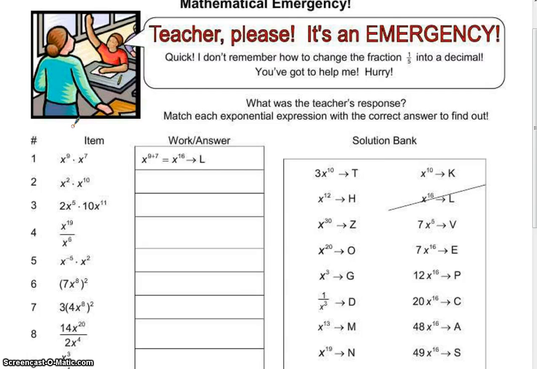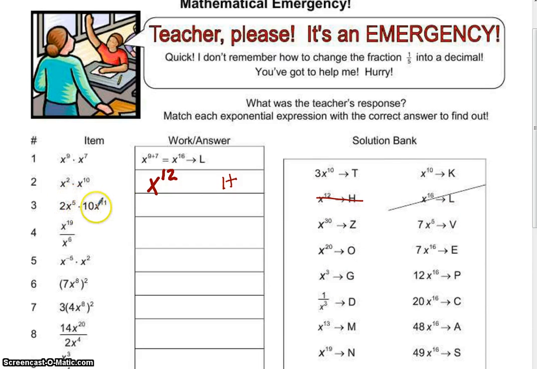So, looking at number 1, they've already done this for you. X to the 9th times x to the 7th. You add 9 plus 7 and you get x to the 16th. They came over here, found x to the 16th, and figured out it was L. X squared times x to the 10th. You're going to add your exponents, and 2 plus 10 is 12. So you're going to come over here, and you're going to find x to the 12th and put an H here.